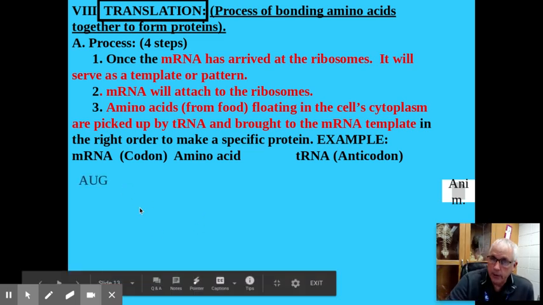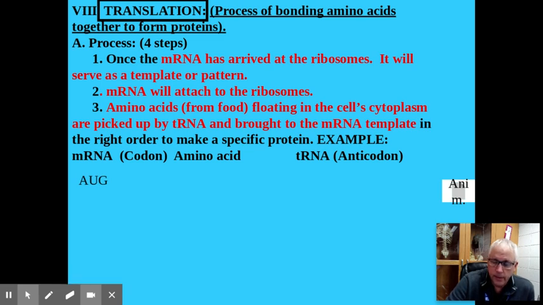So let's say we all know that the first code is always AUG, which happens to be methionine. That's what every protein starts with, okay? Now, let's look at this. What would be an anticodon? UAC. See how that works? A with U, C with G. So UAC would match AUG.